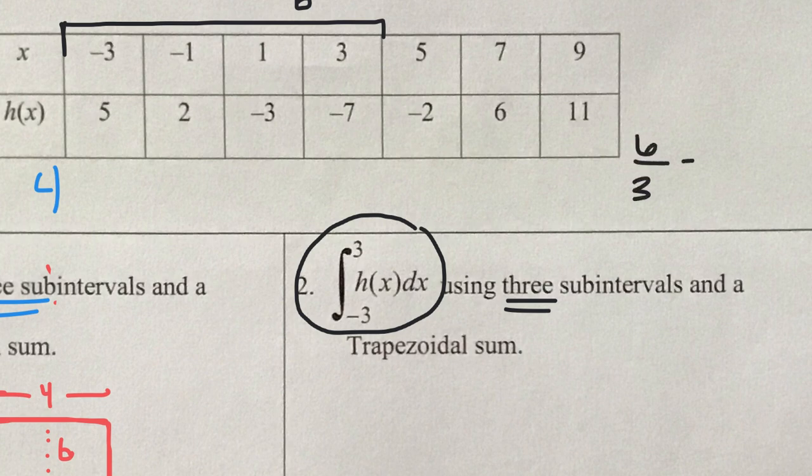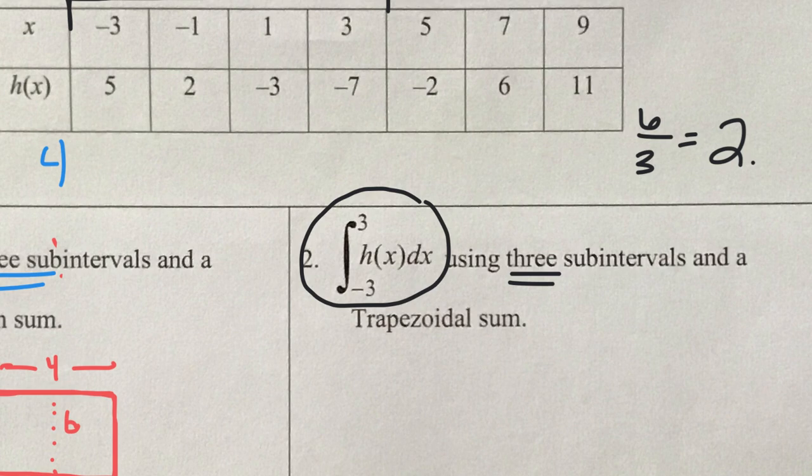6 divided by 3 is 2. So when we make our trapezoids, we're going to be using x values that are 2 apart. So we're going to use -3 and -1 and +1 and +3. So we're using 3 subintervals. As you can see, there are 3 spaces between -3 and -1, -1 and 1, and 1 to 3, and each of these is 2 units wide. They don't have to be even, but in this case, they are.